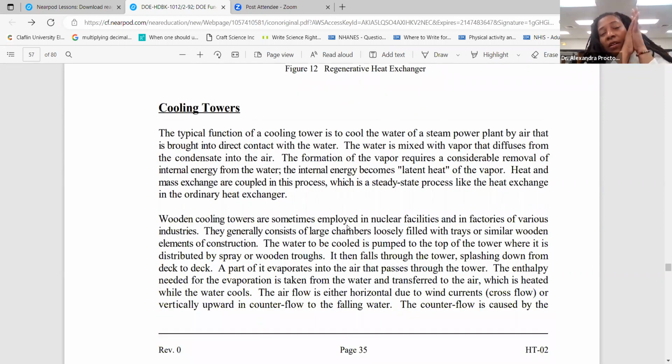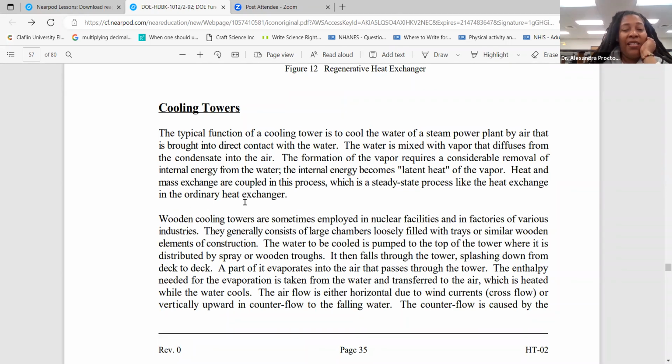And then we'll talk about cooling towers. The typical function of a cooling tower is to cool the water of a steam power plant by air that is brought into direct contact with water. The water is mixed with vapor that diffuses from the condensate into the air, and the formation of vapor requires a considerable removal of internal energy of water, and the internal energy becomes latent heat of vapor.